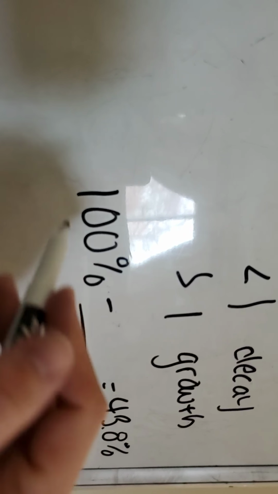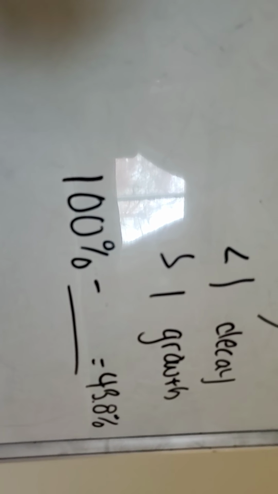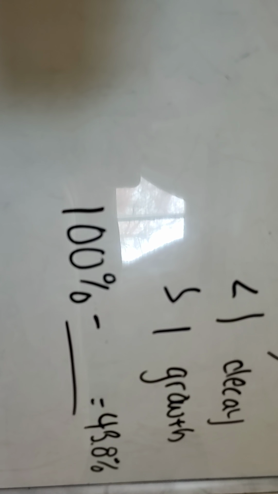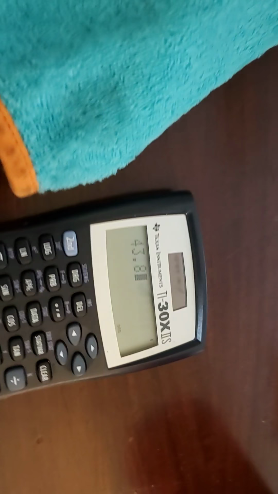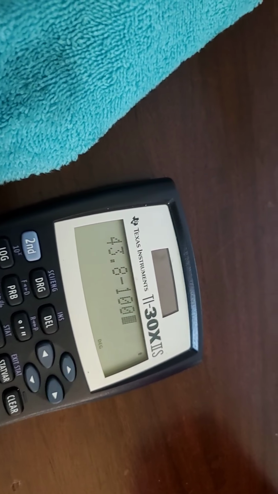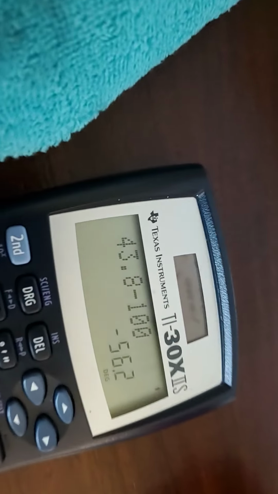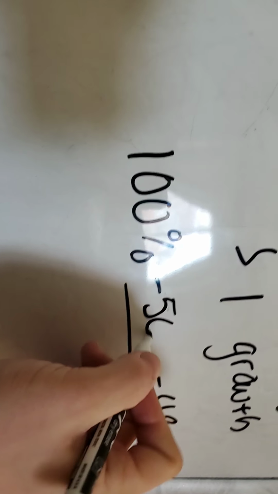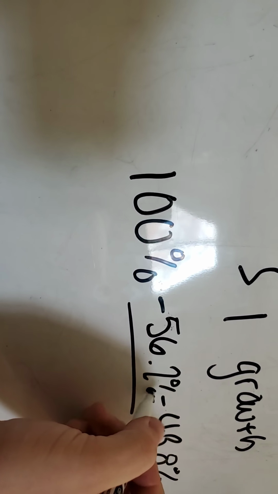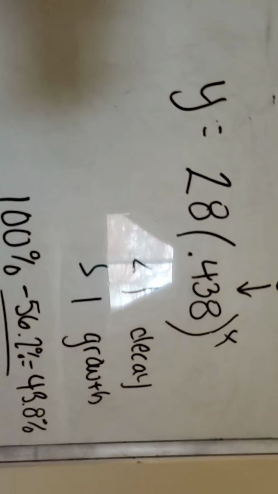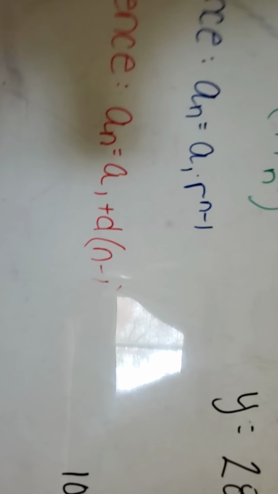Well, to figure that out, you could just do 43.8. I'm going to do this in my calculator. Minus 100. And you take the positive version of that, 56.2. So 56.2%. So that's our decrease. Okay. Sorry about that. I confused you a little probably.